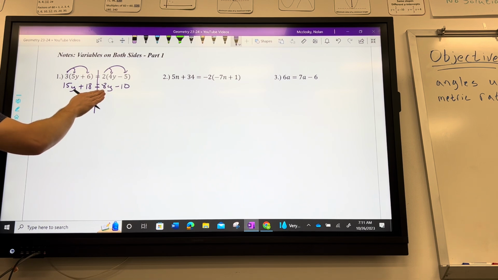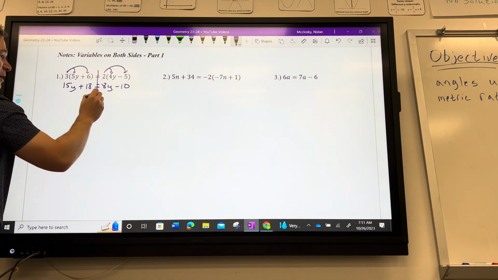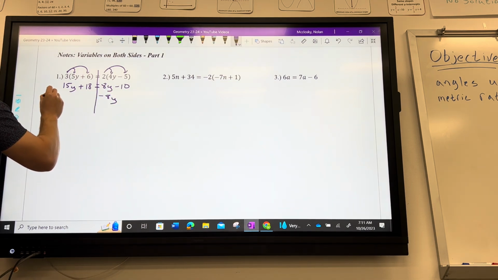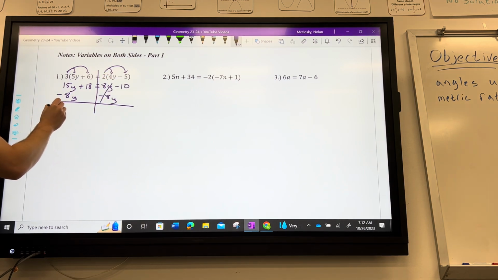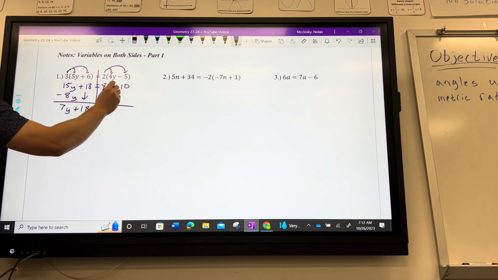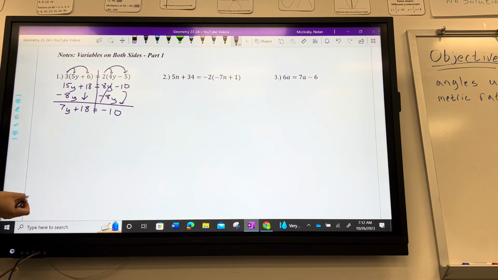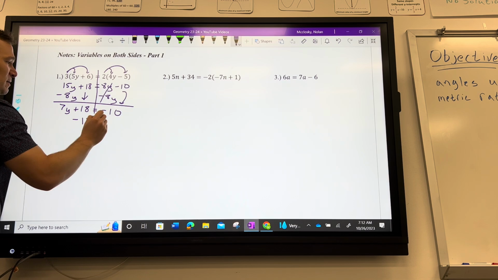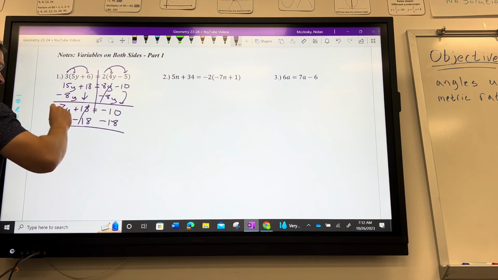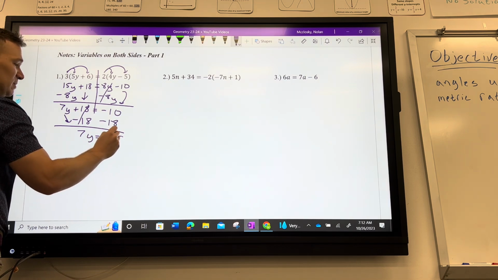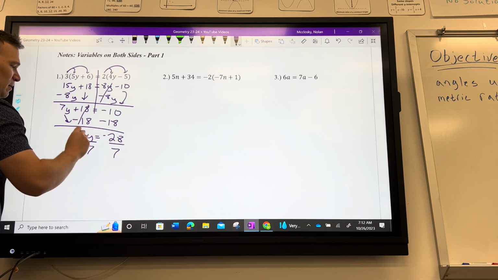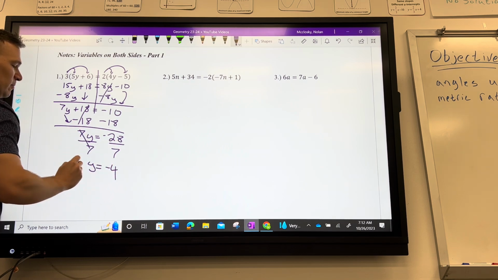So you look at the number with the variable on the right side, a positive 8y. The way you cancel out a positive 8y is by subtracting 8y from both sides. It cancels out on the right side, and 15 minus 8 is 7y. The plus 18 drops, the negative 10 drops. Then you subtract 18 from both sides. That cancels, the 7y drops, and negative 10 minus 18 is negative 28. Then you divide by 7. So y is equal to negative 4.